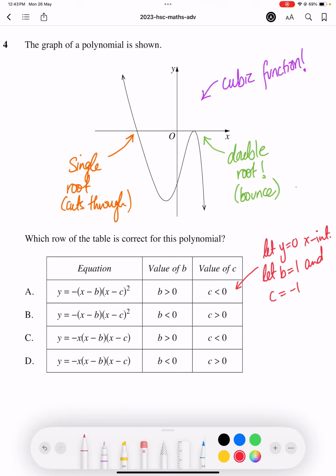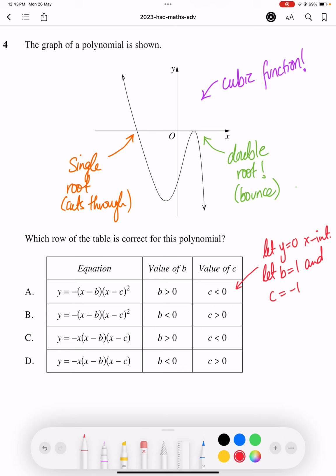This question is interesting because they've given us a graph of what appears to be a cubic function. And we can clearly see a single root there because the graph passes through the x-axis at a point. But this is a double root. And the characteristic look of a double root is where the graph touches the x-axis at a particular point, but instead of cutting through like a single root would, it just bounces off.